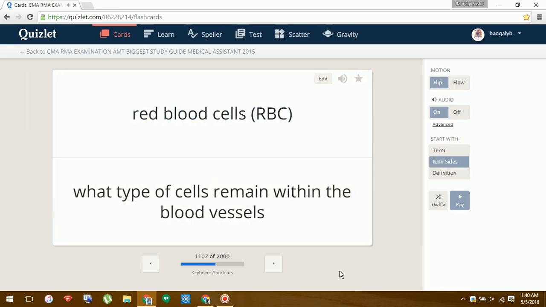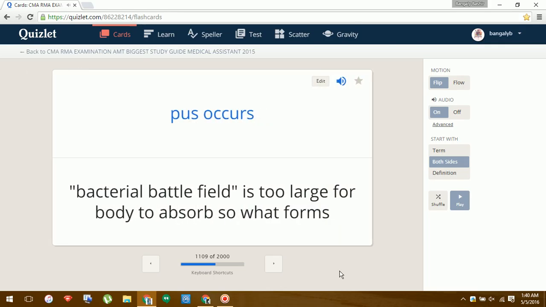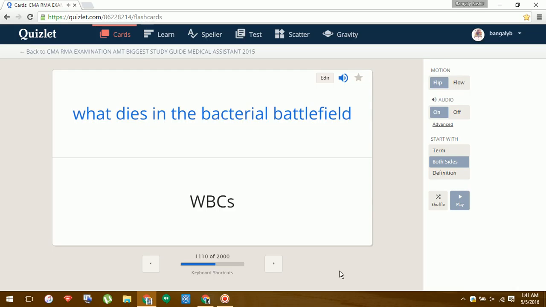Red blood cells. What type of cells remain within the blood vessels? Travel into tissues to find and destroy pathogens. Why do WBCs leave blood vessels and where do they go? Pus occurs. Bacterial battlefield is too large for body to absorb, so what forms? What dies in the bacterial battlefield?